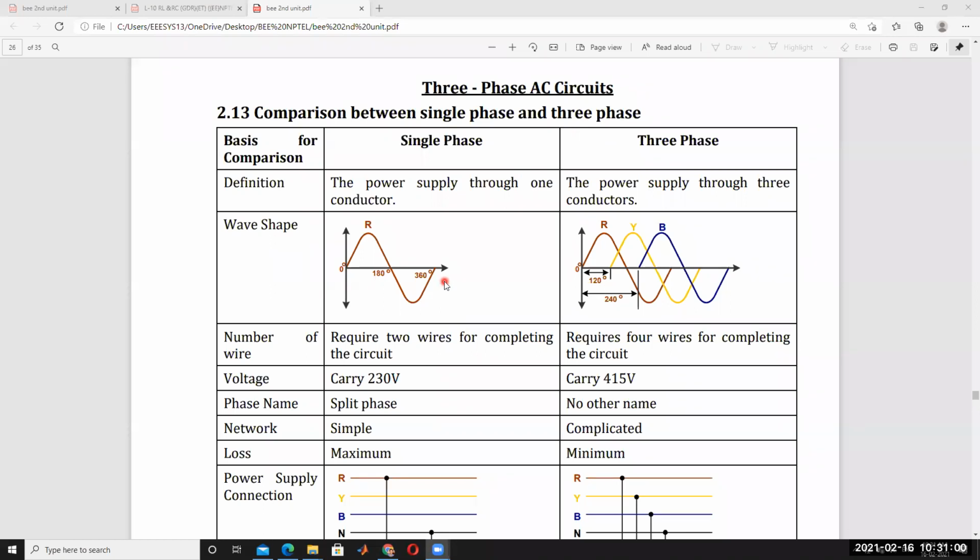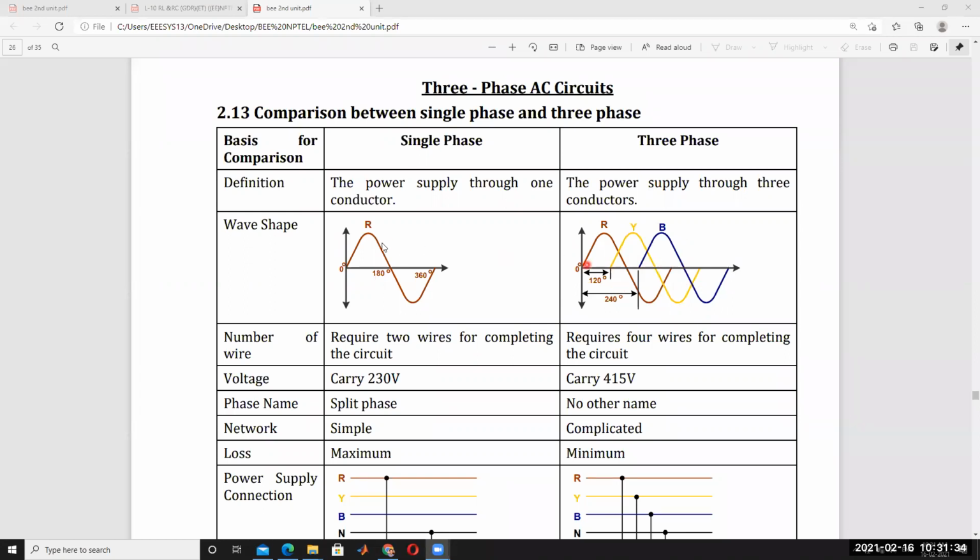So minimum three phases: R, Y, B, red, yellow, blue. R phase, Y phase, B phase. Another wire is called neutral. Here, the three wires are R phase, Y phase and B phase. You have to take three wires considered as phases, and another wire is considered as the neutral wire.